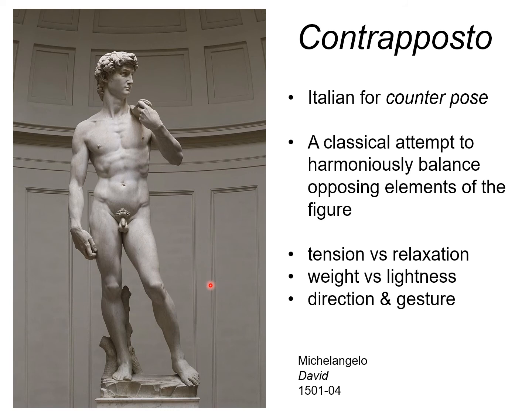And finally, direction and gesture. In contrapposto, the beauty of the form was considered by not having it just posed dead on, standing straight up like some kind of a schematic drawing, but by the twist of the various axes of the body. So you see the hips are tilted like this, higher on the left to the right, and then the spine is turned, the shoulders are tilted the opposite way.